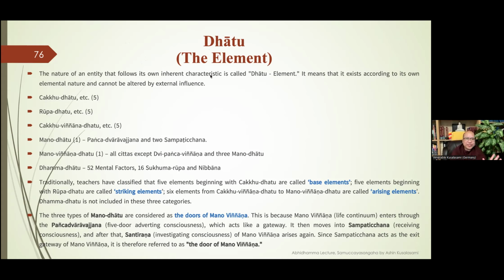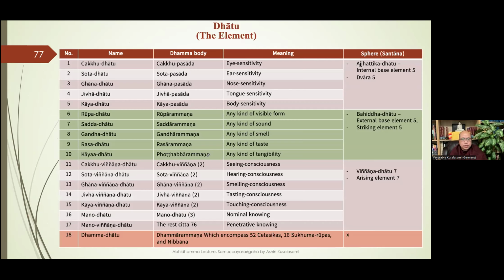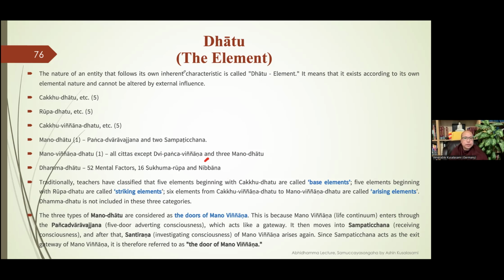Let me continue to the dhatu, the element. There are 18 elements. The nature of an entity that follows its own inherent nature. I think we should start from here. And before that, what is a dhatu? Element. I can explain it.